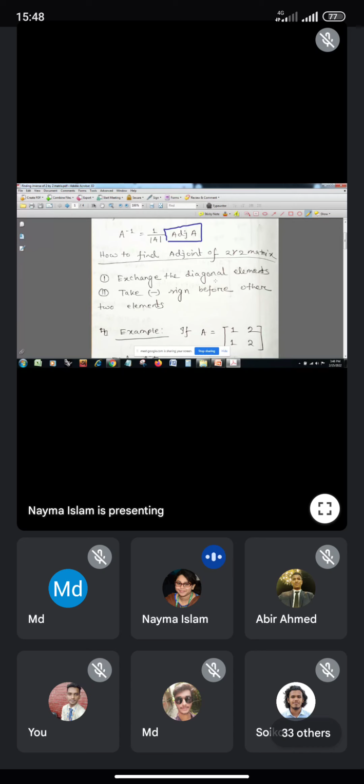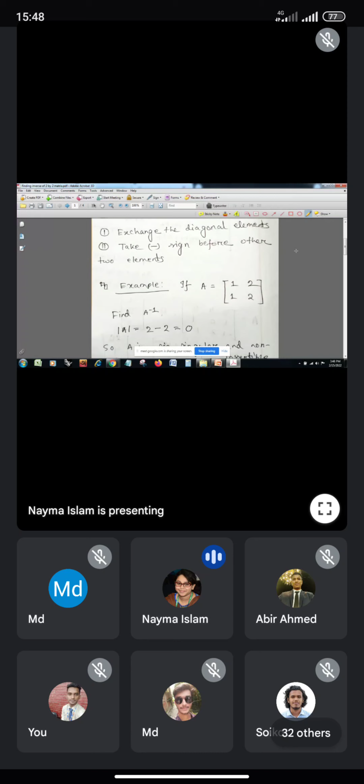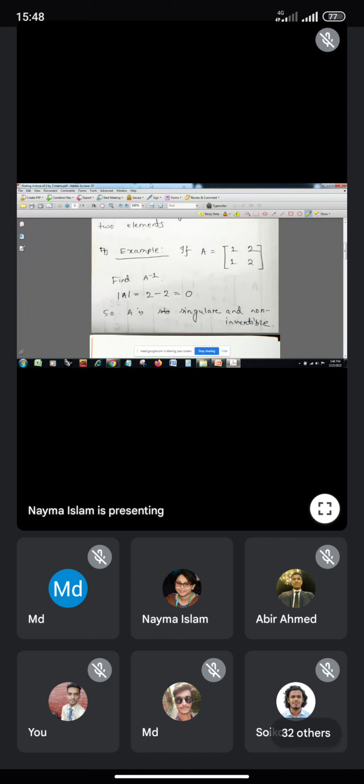Your first step is you have to exchange the diagonal elements. Your second step is you have to take a negative sign before the other two elements. First step is exchange the diagonal elements, and second step is take negative sign before the other two elements. Okay, now I'm moving to the math.